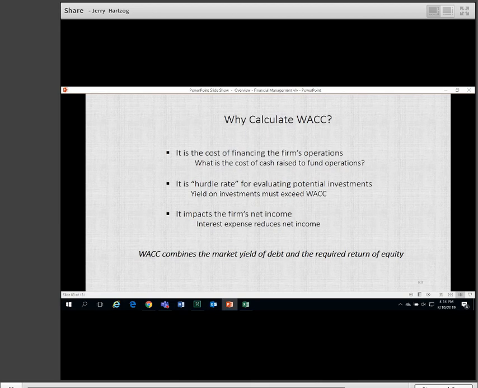And it impacts the firm's net income. So the interest expense on bonds is an interest expense that's deducted and reduces net income. So that's why we're calculating WACC. We're combining the market yield of debt and the required return on equity to give us an overall cost of, what does it cost us to finance the operations of the firm.